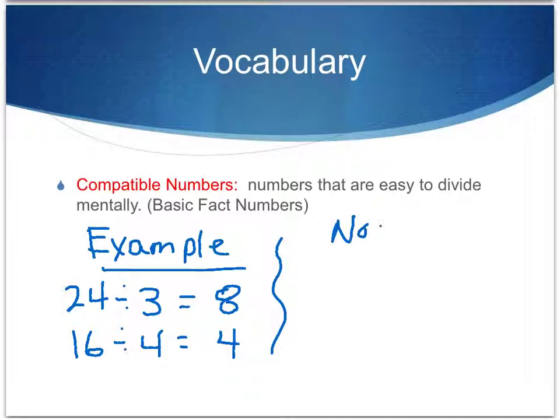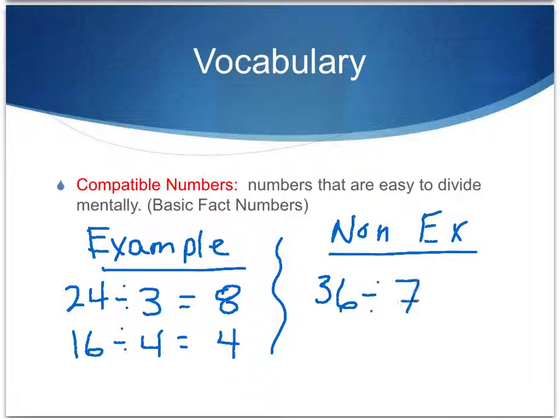Non-example numbers would be numbers like this. 36 divided by 7, or 28 divided by 14.3. These are not compatible numbers, as you will not get a whole number when you divide them. Also in your notes, please write down the examples of compatible numbers and non-examples.